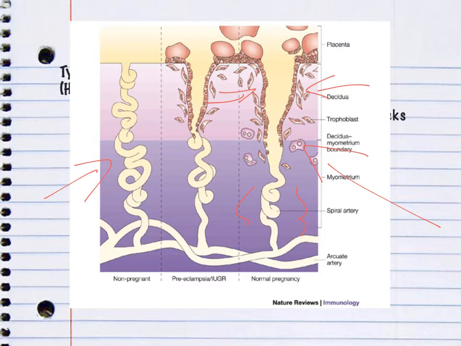That's what normally happens. Now, in preeclampsia, let's change color so you can see this. This is sort of what happens. There's a little remodeling that takes place, but not enough. And so the placenta doesn't get a good blood supply, and it starts to send out distress signals. And these distress signals go out into maternal circulation, and they cause endothelial activation.